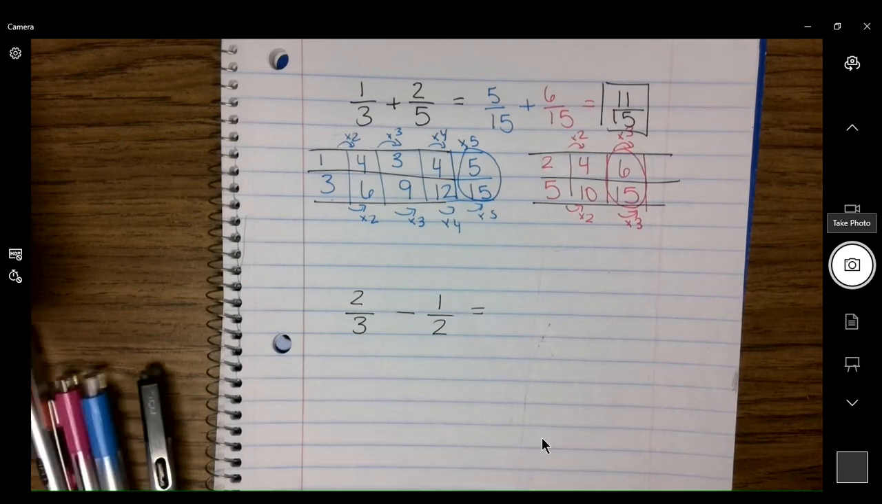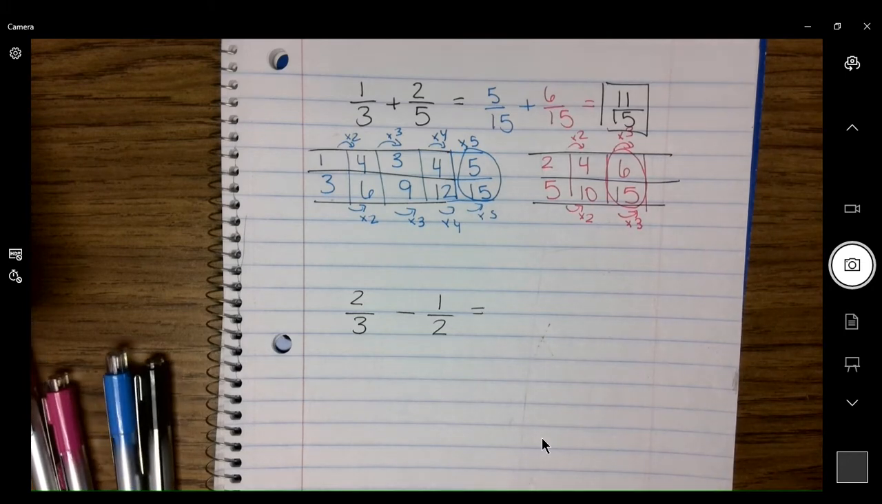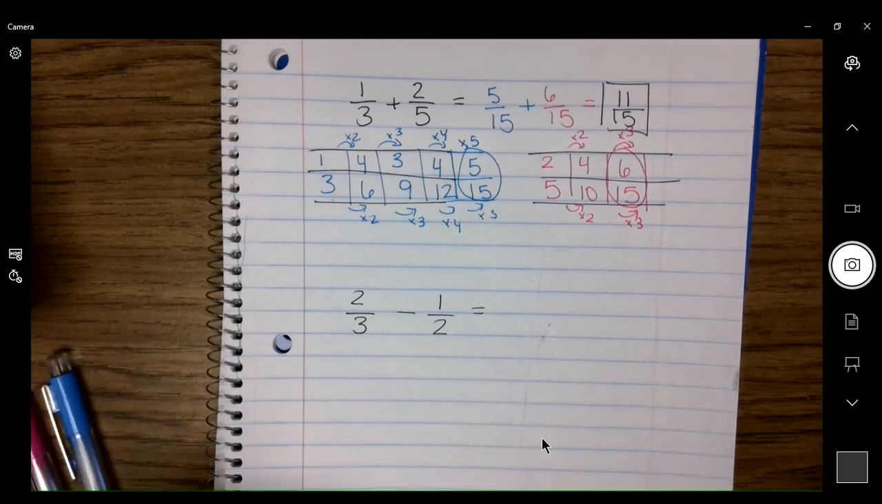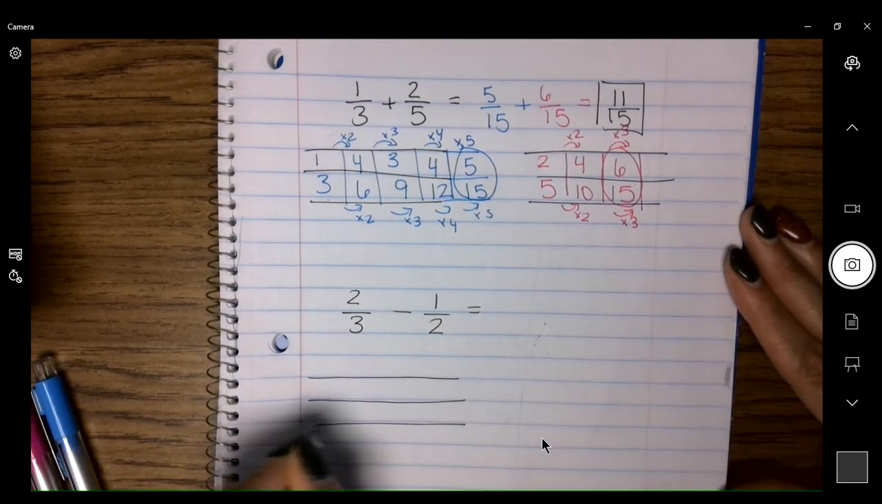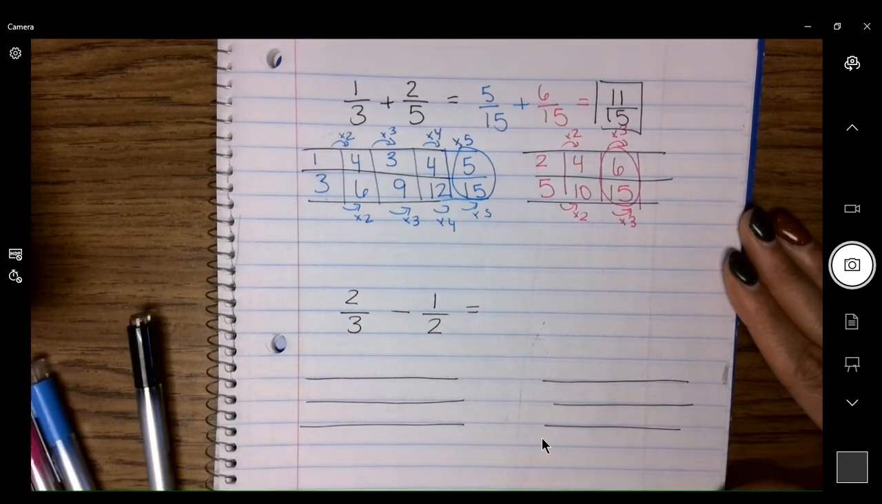Now we are going to practice subtracting fractions with unlike denominators where we can't make one denominator into the other. So just like always, I always ask myself, is the denominator common? And the answer is no, because 3 and 2 are not the same. So I'm going to go ahead and make my ratio tables so that I can calculate that common denominator.